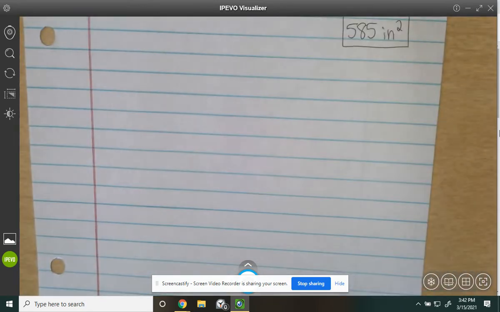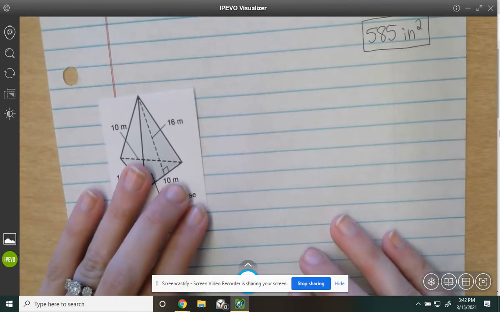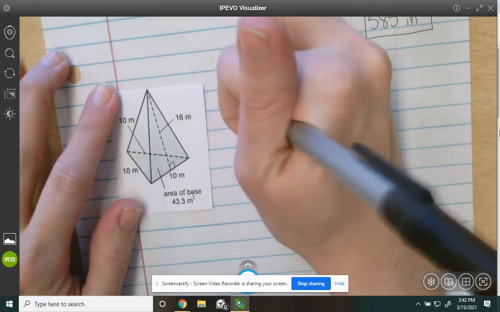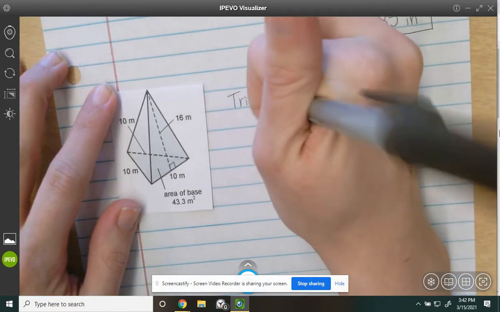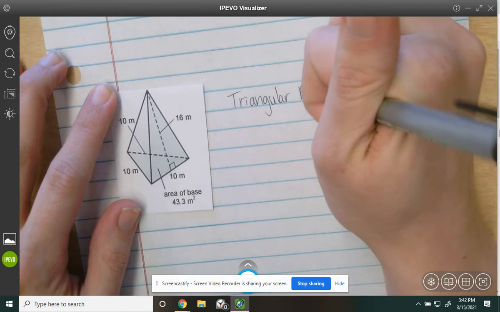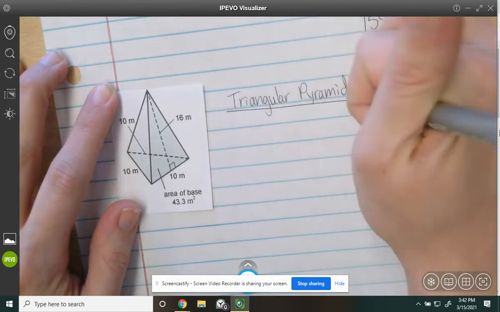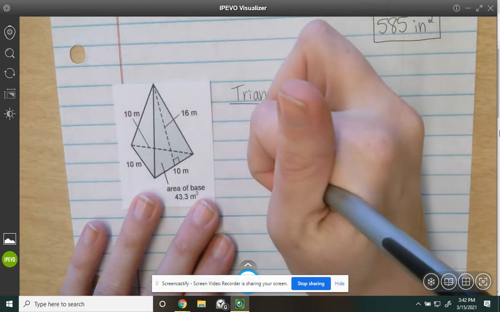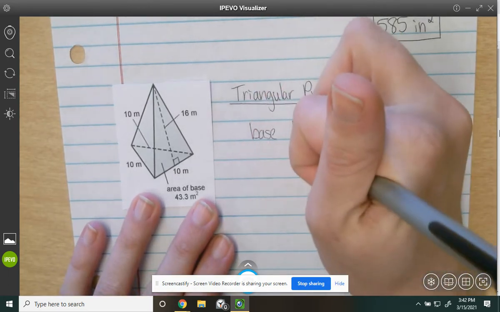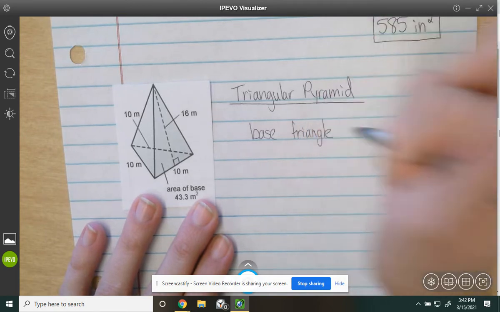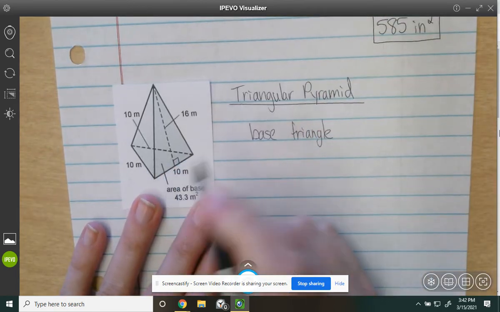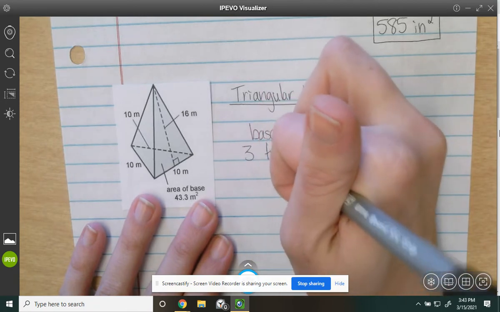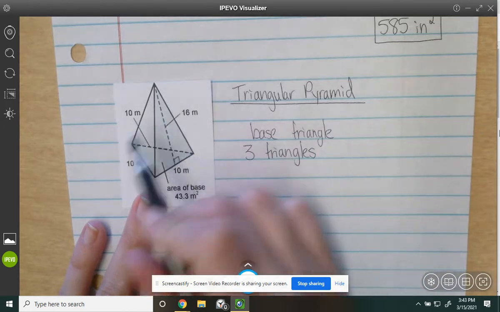Okay, the next one would be one like this. And this one, you can see the base is not a square anymore, it's a triangle. So we would call this one a triangular pyramid. Okay, this one has a base triangle. And that's always the bottom one. And then it also has 3 triangles around the side there, and they're all going to be equal.